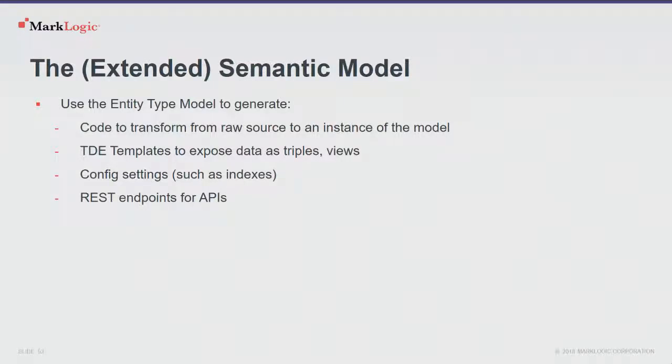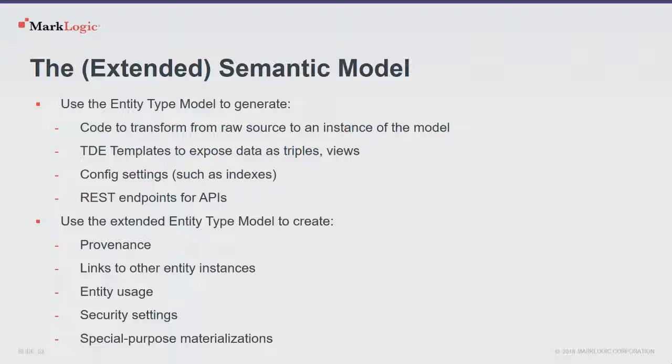So the semantic model that we got from entity services, we used to generate code to transform from raw source to an instance of the model, to generate templates, to expose data as triples, as SQL views, to generate configuration settings such as indexes. We saw some range indexes being created, and to generate things like REST endpoints for APIs. When we extend that, we can extend it to create provenance graphs, links to other entity instances, usage logs, security settings, and things like special purpose materializations.